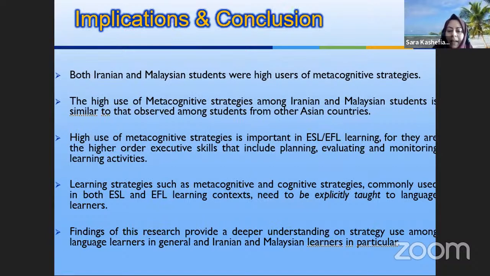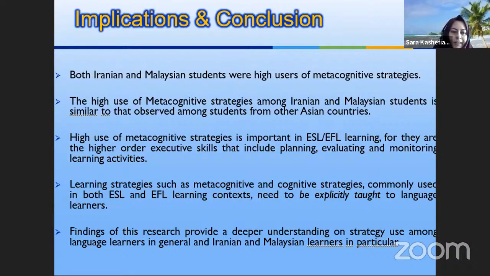Findings of our study provide a very profound understanding regarding the use of language learning strategies among language learners in general, and Iranian and Malaysian language learners in particular.